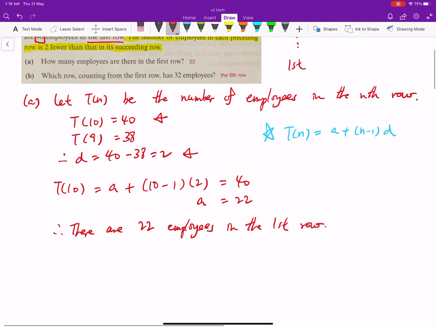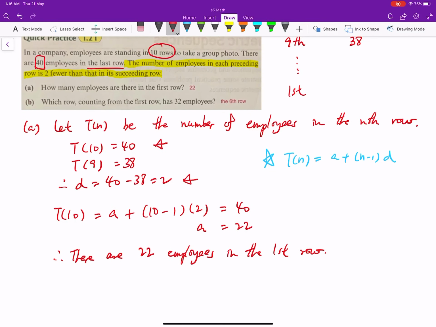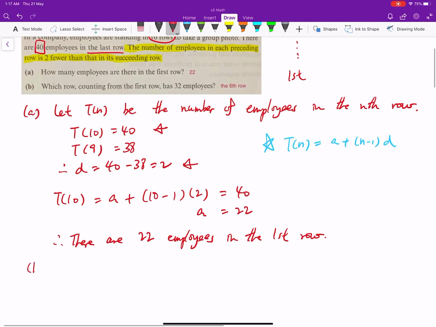Okay. And part b, which row, counting from the first row, has 32 employees? Now we are already making it in ascending order. Okay, so it becomes simple after we solved part a.